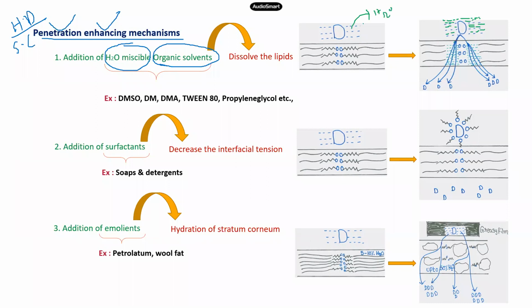Thereby, we can observe two layers. One is the water immiscible organic layer, and the other is the aqueous drug solution. You can observe two layers, that is an unstable solution. That's why you take any organic solvent which is water miscible, because the drug is already dissolved in water. That water must be miscible in this organic solvent, then only it can dissolve the lipids and also enhance the penetration of the drug. That's why here the mechanism is addition of water miscible organic solvents.